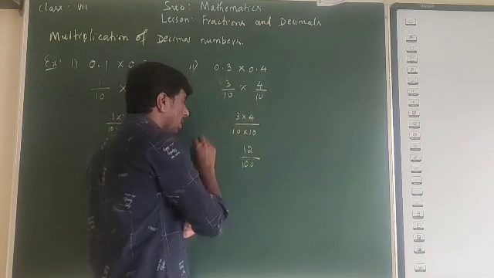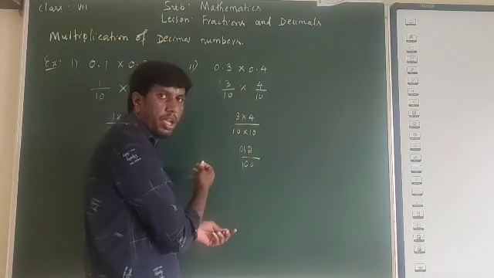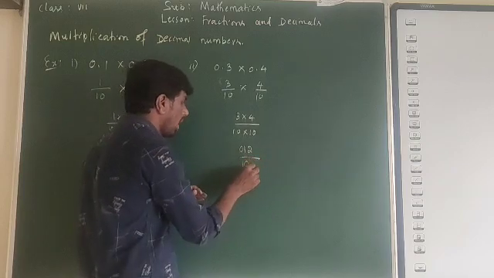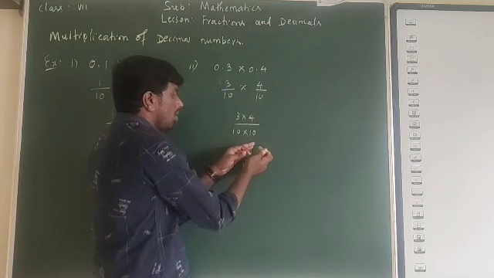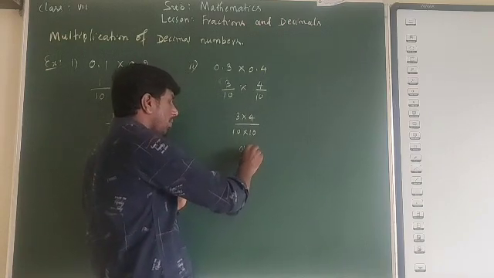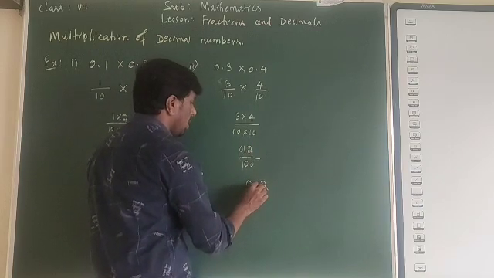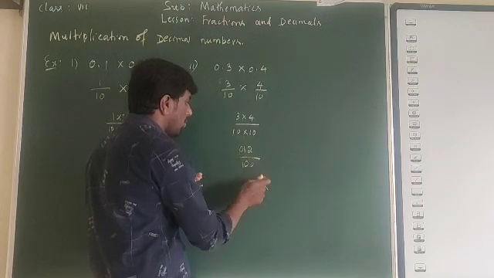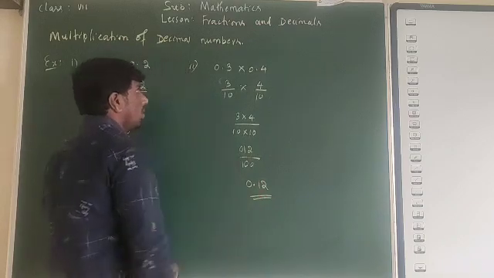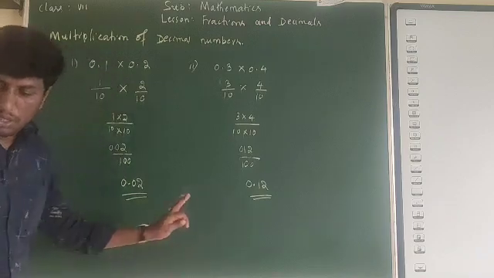By default, the decimal point will be at the last. Since I can add as many zeros as I want before that number, not after that number, and since I am having 2 zeros, I should shift the decimal point 2 digits to the left side. So 1, 2. So 0.12. Initially the decimal point is at last. Since I am having 2 zeros, I need to shift the decimal point 2 digits left. So 0.12 will be the answer for this. Okay, so hope you have understood this.